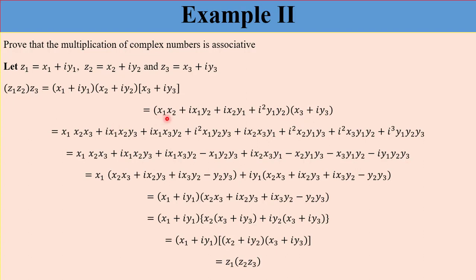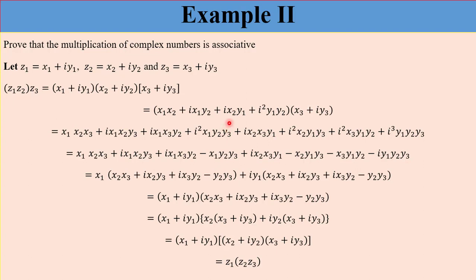We shall have x1 x2 multiplied with x3. We shall have x1 x2 x3. In the next we shall have x1 x2 times iy3, which will be ix1 x2 y3. Then we got the next term, ix1 y2 times x3, which will give us ix1 x3 y2. Then we got the next, ix1 y2 times y3, which will give us i squared x1 y2 y3.